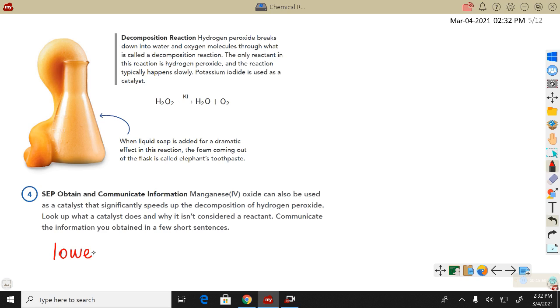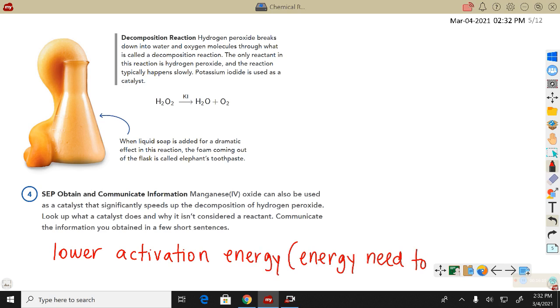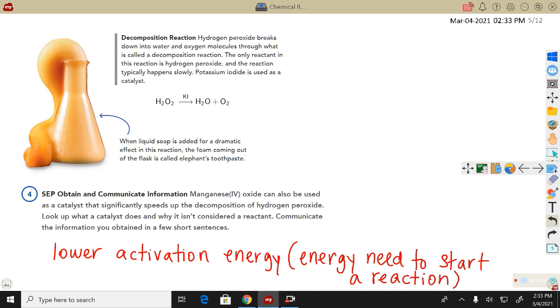Lower activation energy, which is energy. Whoopsies, I should put energy in there. Activation energy, which is energy needed to start a reaction. That's kind of how a catalyst works.